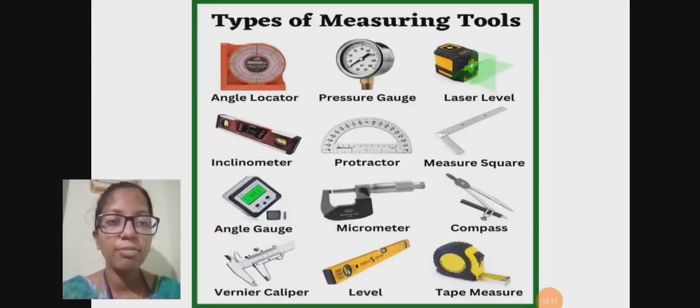Next, there are types of measuring tools: pressure gauge, laser level, protectors, measurement squares, screw gauge, and vernier caliper. With a screw gauge we can measure small quantities, and with a vernier caliper we can measure larger quantities.